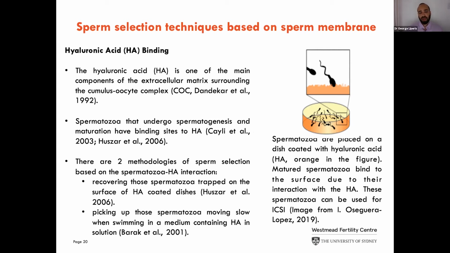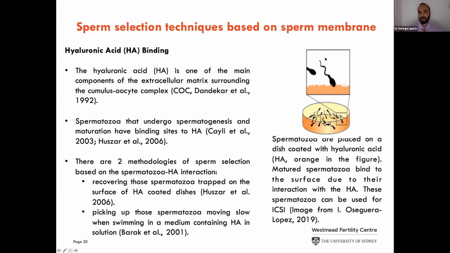And this is one of the main components of the extracellular matrix that surrounds the cumulus oocyte complex. Spermatozoa that undergo spermatogenesis and maturation all have binding sites to hyaluronic acid. Therefore, there are two commercially available methodologies of sperm selection based on the interaction between spermatozoa and hyaluronic acid. Those are the use of hyaluronic acid coated dishes, as we can see in this image over here, or the ability to pick up spermatozoa moving slower when moving into a solution containing hyaluronic acid.